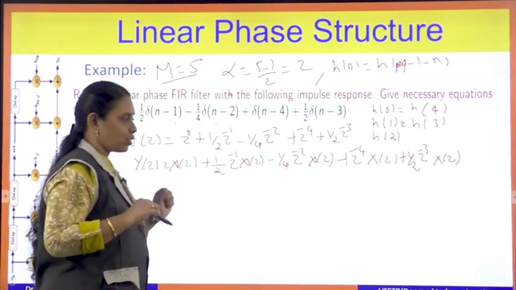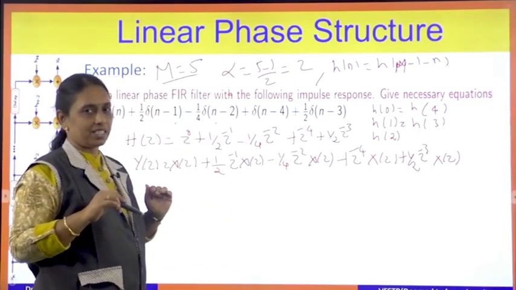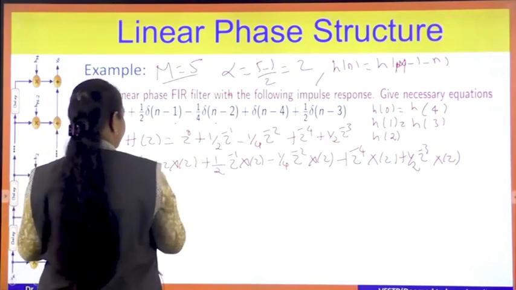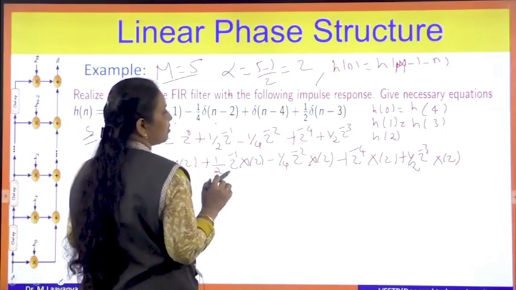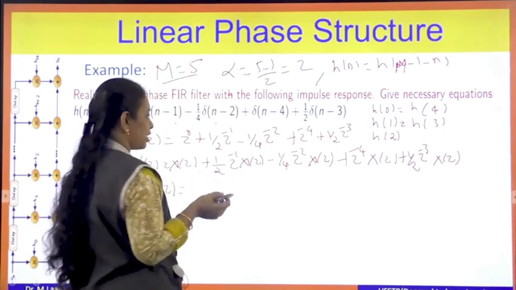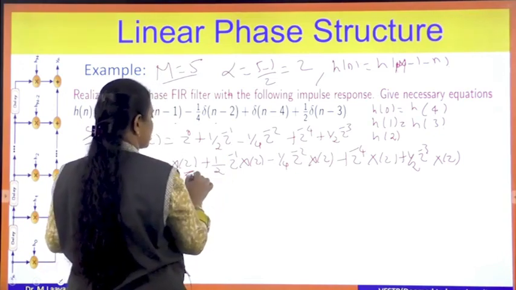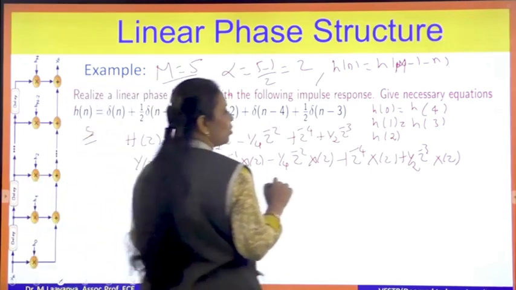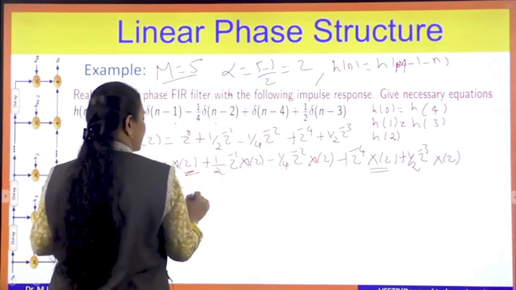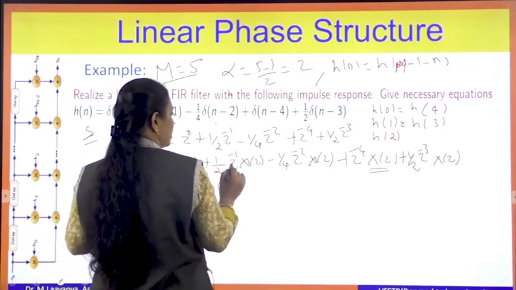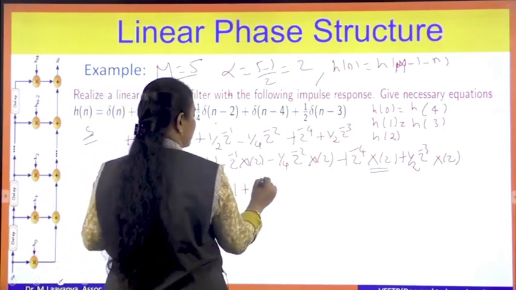So using that concept, I can equate it first. So let me do y of z is equal to, which are equal? h of 0 and h of 4 are equal. We will check which is h of 0. This is z power 0 and this is z power minus 4, and the coefficient for both is 1. So I can take x of z commonly, 1 plus z power minus 4.